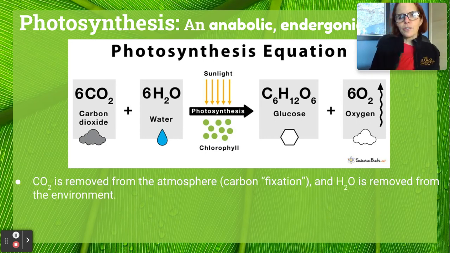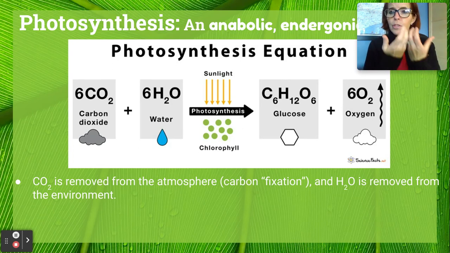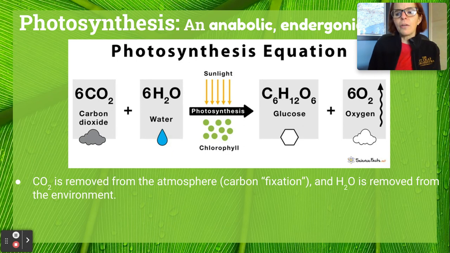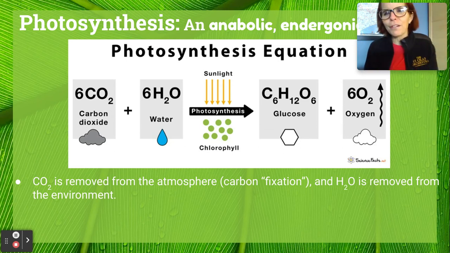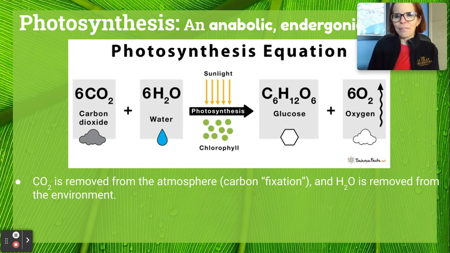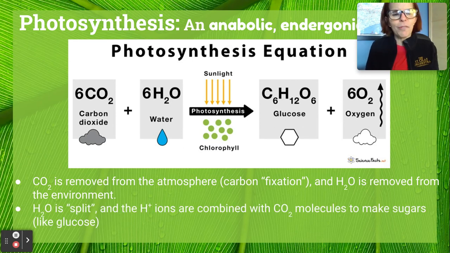Carbon dioxide is removed from the atmosphere. We call that carbon fixation, and it's coming in through the stomata of the leaves. And water is removed from the environment. That's generally coming up through the roots and being carried by the xylem. Remember that word from earlier? The xylem of the plant. So those are the vessels that carry water.